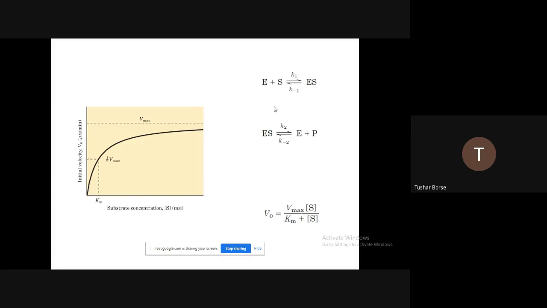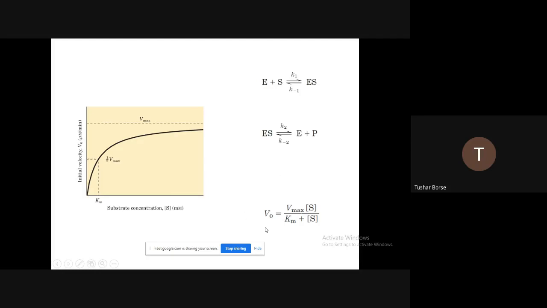Then you have this ES, which is converted into E plus P. When this reaction is taking place, it will have a rate constant that is K2. Here again we are considering a possibility where the product can be converted back to the substrate, where the E plus P can again be converted into ES. It will have a rate constant that is K minus 2. So you have the four rate constants for this imaginary reaction we are trying to understand, that is E plus S converted into E plus P.